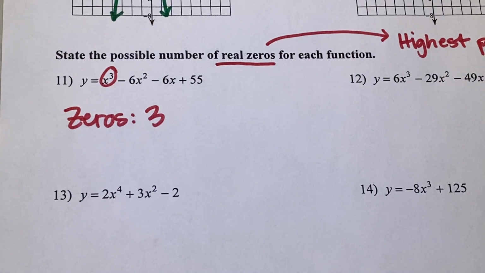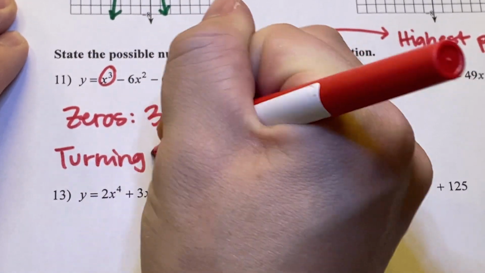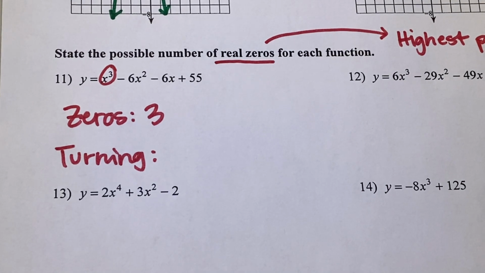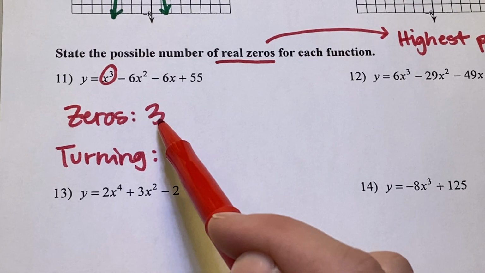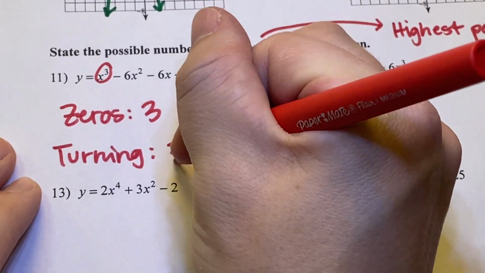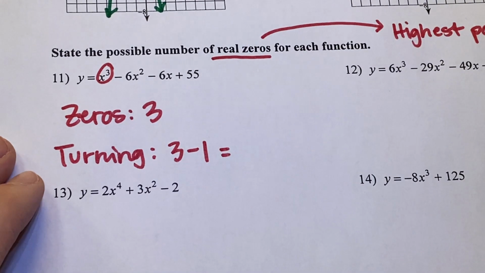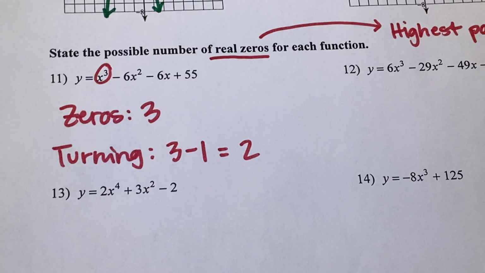And guess what? It's that easy. Okay, now it didn't specifically ask for this in your directions, but we are actually going to identify turning points as well. And here's the thing. The zeros is how high the degree is. The turning points is that number minus 1. So take your highest power, subtract 1. How many turning points do I have for this function? It's that easy.